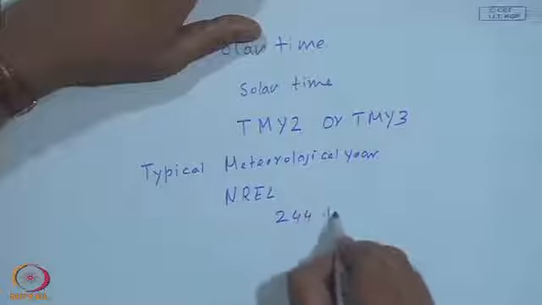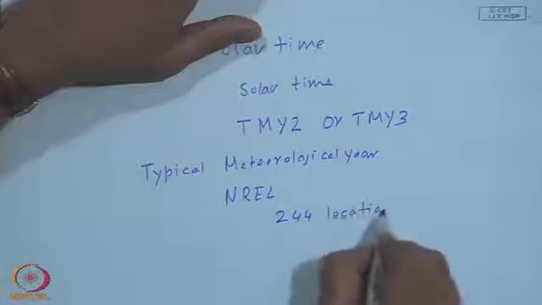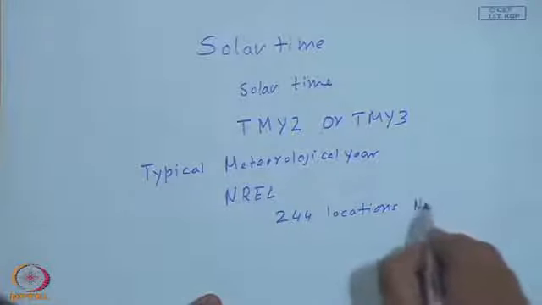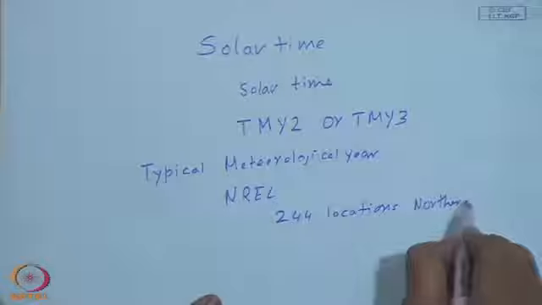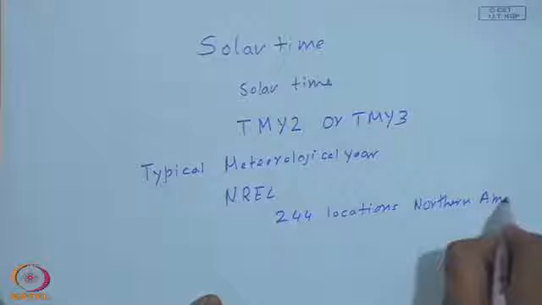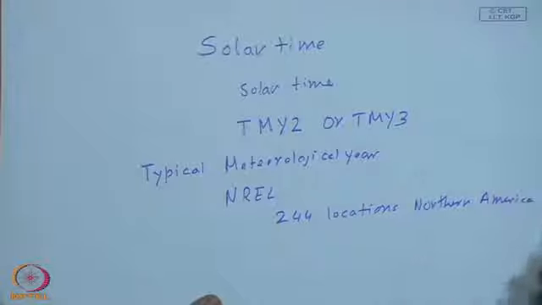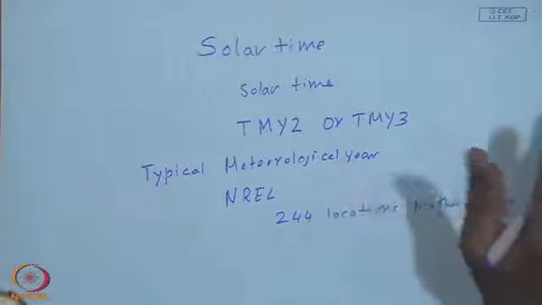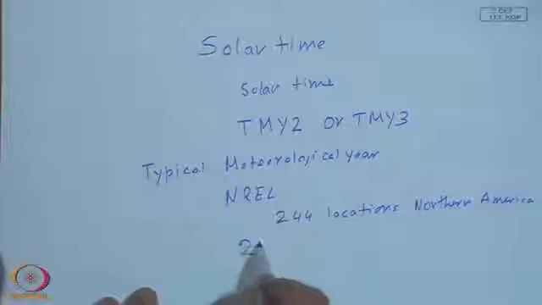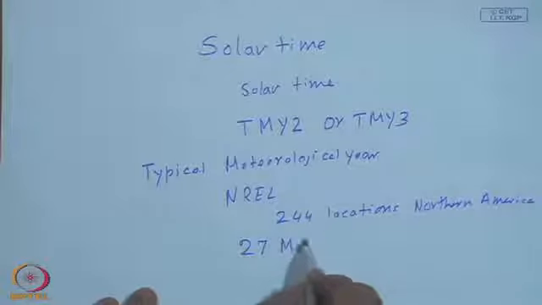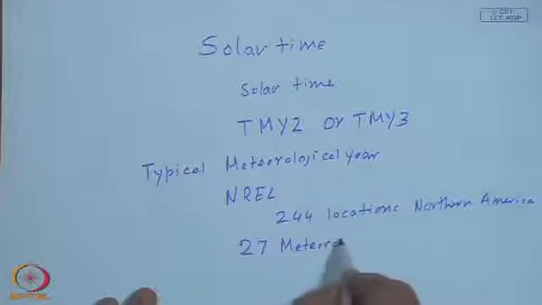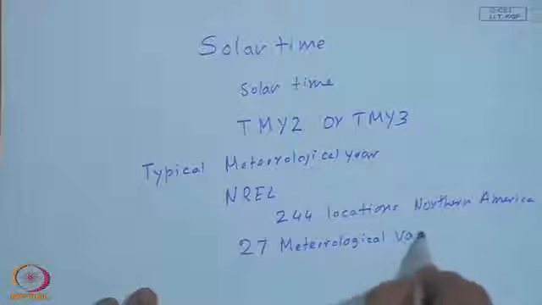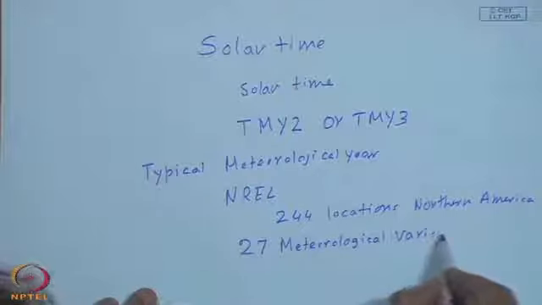244 locations of Northern America, and Canada. I think if I say Northern America, Canada is included, right. So, you have about 244 locations, and this is 27 meteorological variables. I can't list all of them by memory. You have to see that.